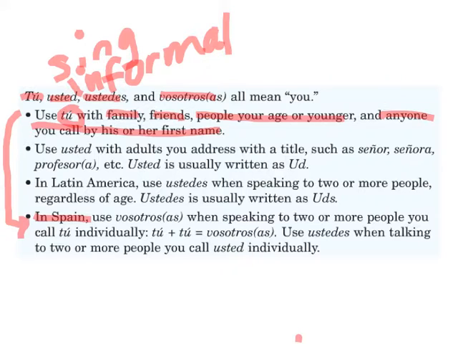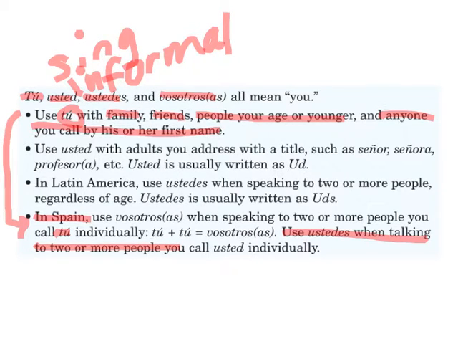So I will always show that to you guys, but you will not be required to know it because most of the Spanish that you're going to hear in Florida is going to be Latin Spanish, not from Spain. So in Spain, we use vosotros when speaking to two or more people that you would call tú individually. And we talked about what that is. So like your two little siblings or two of your friends. Okay? In any other country besides Spain, we're going to use ustedes when we're talking to two or more people.